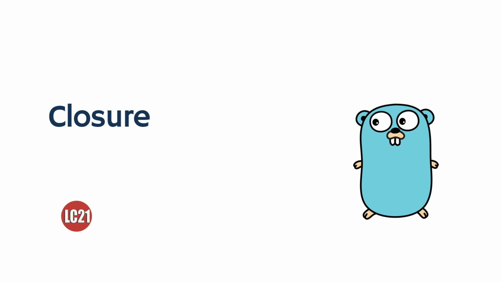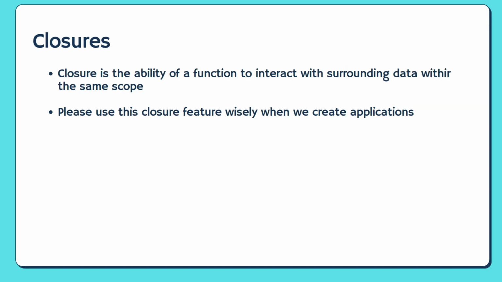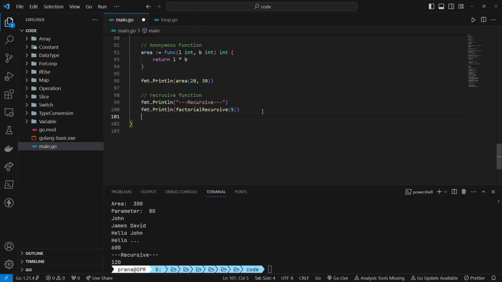Closures. Closure is the ability of a function to interact with surrounding data within the same scope. Please use this closure feature wisely when we create application. In this simple example, we are exploring the concept of closures in the Go programming language.